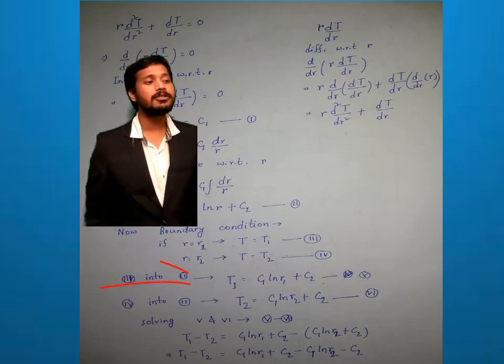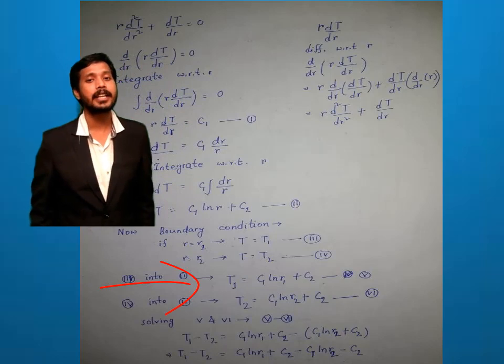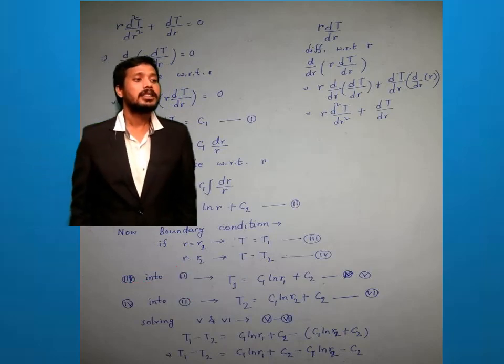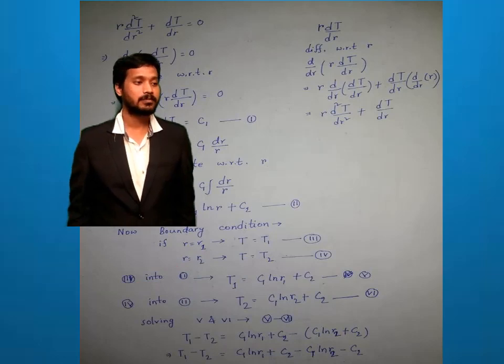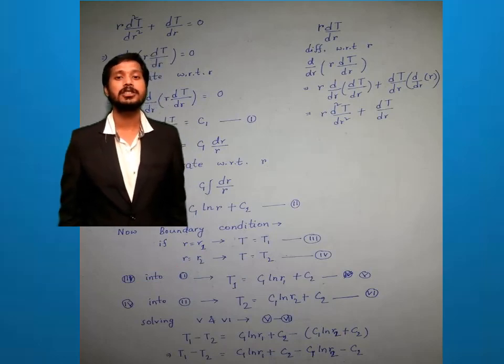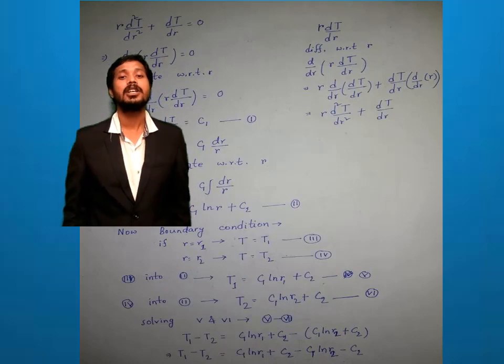And the second time again, if we put in the second boundary conditions, then we get T2 equals C1 into ln of R2 plus C2. So now if we solve these two equations, we want to find out the value of C1 and C2. So what do we do?